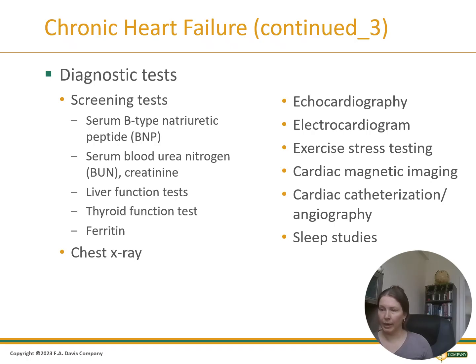So our BNP, that is released from our ventricles when they're stretching due to that overload. So as our ventricle pressure increases, we have more myocardial stretch, and so that BNP is going to be released and be higher. So whenever we're above 400, usually that is indicating heart failure. And so next are BUN and creatinine. As our renal perfusion decreases from that decreased cardiac output, we'll have an increased BUN and creatinine.